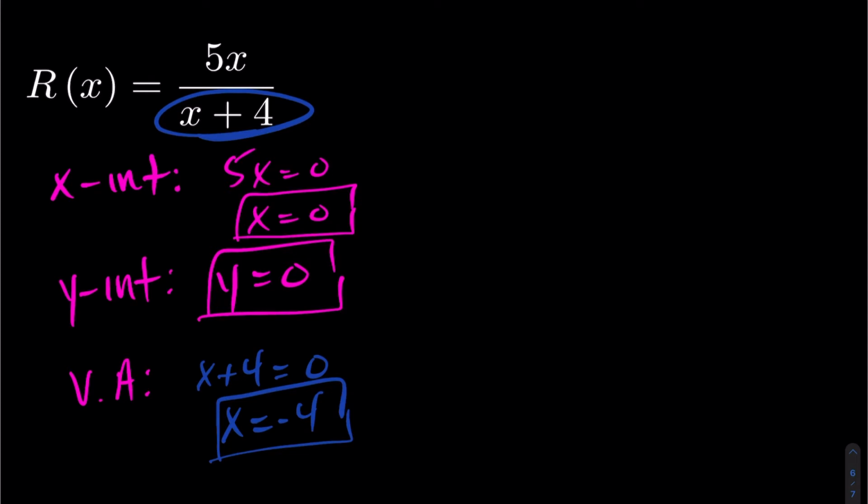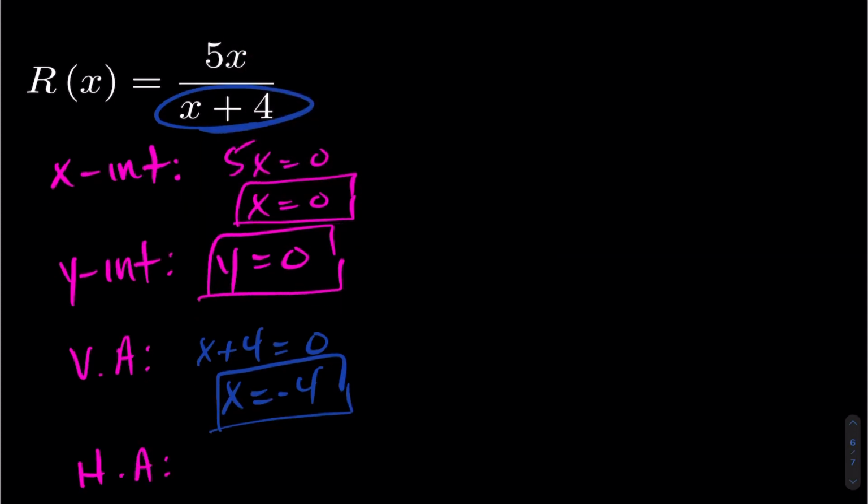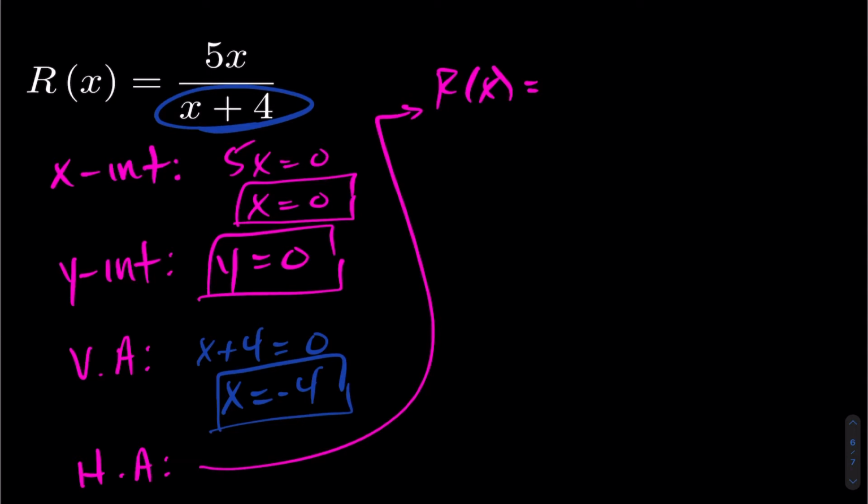I want to take a look at finding the horizontal asymptote. The horizontal asymptote describes the behavior of your function at its outer bounds, so as x gets infinitely large or infinitely small. Let's take a look at computing this here. The first step is to factor out the largest power that exists in the numerator and denominator. In this case, I can factor out an x on top, leaving me with a 5. On the bottom, I can factor out an x, leaving me with 1 plus 4 over x.